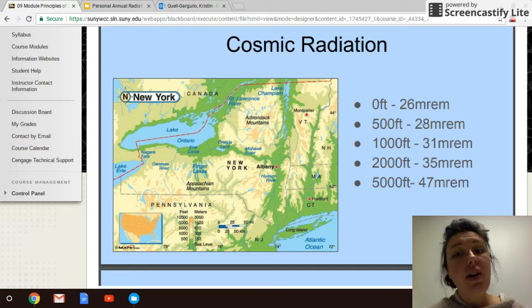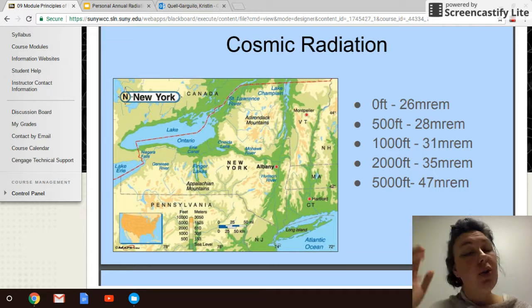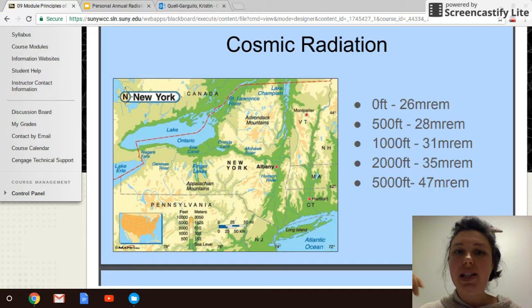So starting off on our sheet and creating a total for your amount of exposure, dependent on what altitude you live at, you are more exposed to cosmic radiation. These are your cosmic or extraterrestrial, so your atmospheric or sun-based radiation exposures. And so if you live near sea level, you're about 26 mrem, where if you live at higher elevations over 50,000 feet, you are at 47 mrem. So please take a moment and mark down how many mrem so that you can create a mrem total.